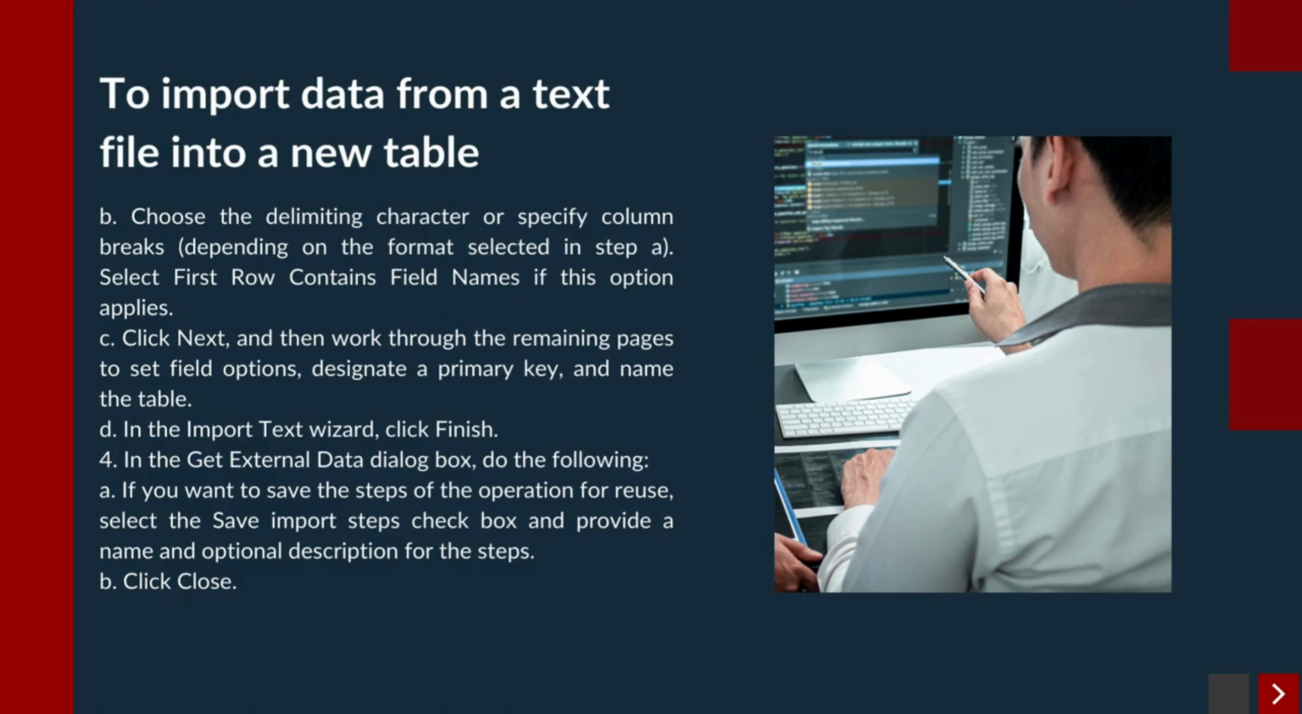4. In the Get External Data dialog box, do the following. A. If you want to save the steps of the operation for reuse, select the Save Import Steps checkbox and provide a name and optional description for the steps. B.